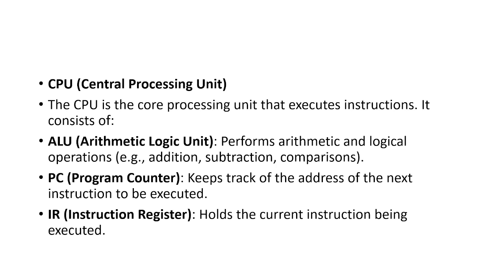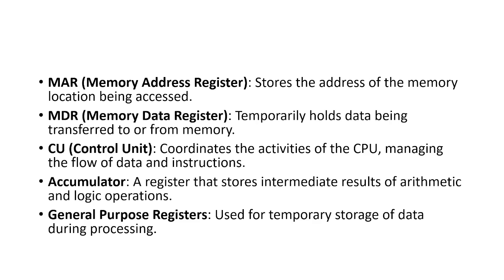As we said earlier, the CPU is the central processing unit, and the program counter as well as the instruction register are available there. The program counter keeps track of the address of the next instruction to be executed. It maintains the address of the next instruction to be executed in the CPU. The instruction register holds the current instruction which is to be executed currently.